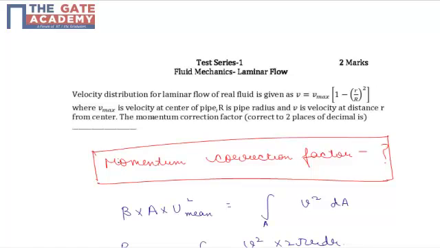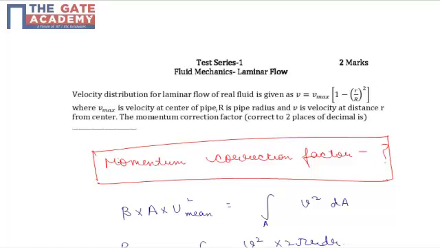Hey students, this is a good 2 mark question from the topic of laminar flow from the subject of fluid mechanics, and in this question it is given that the velocity distribution for laminar flow is V equal to V max into 1 minus small r upon capital R square, where r is the distance of any point from the center line of the pipe and R is the radius of the pipe and Vmax is the maximum velocity at the center.